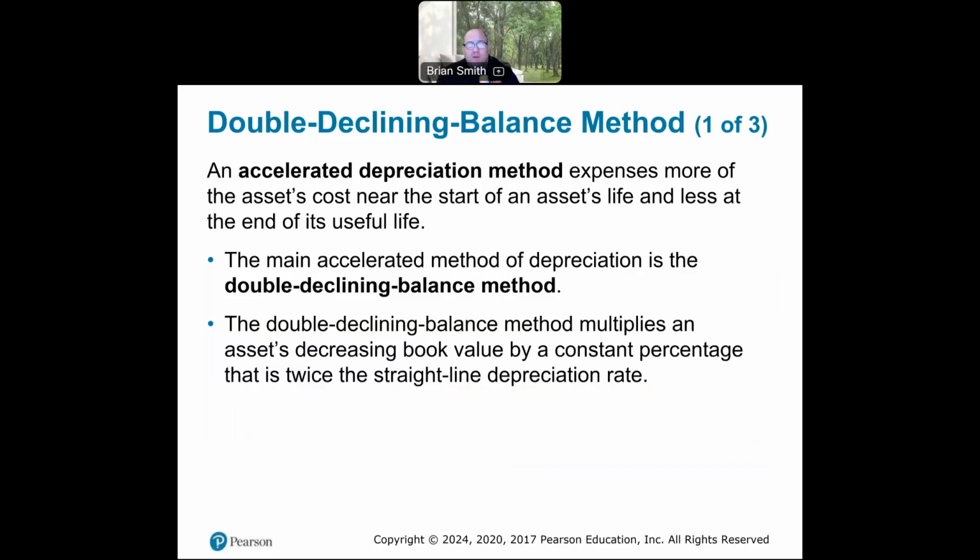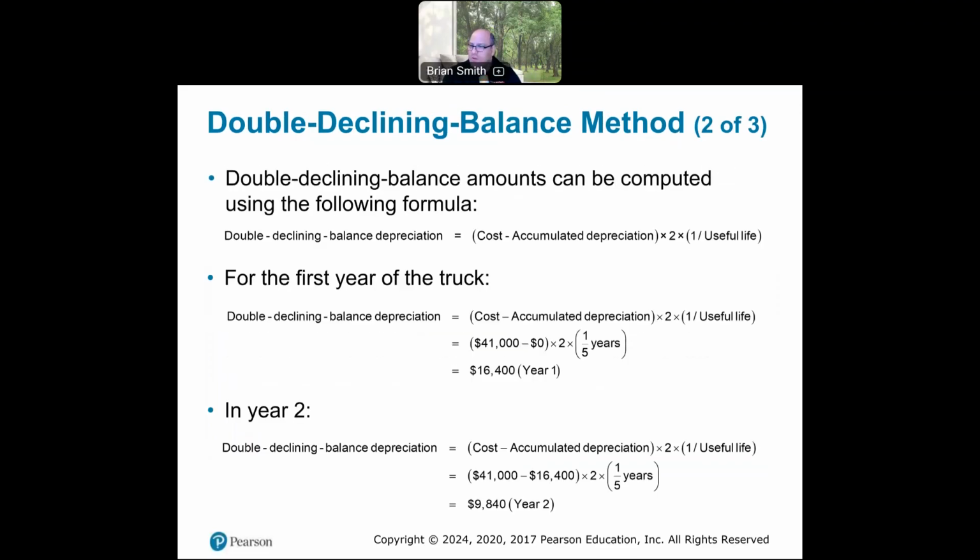All right, the accelerated method is the double declining balance method. I do not like this method. It's complicated. It's not that complicated. I mean, once you get your spreadsheet going, it's fine. But I just don't like it. It doesn't make sense for it to be as complicated as it is, unless there's a really good reason for it, whatever.